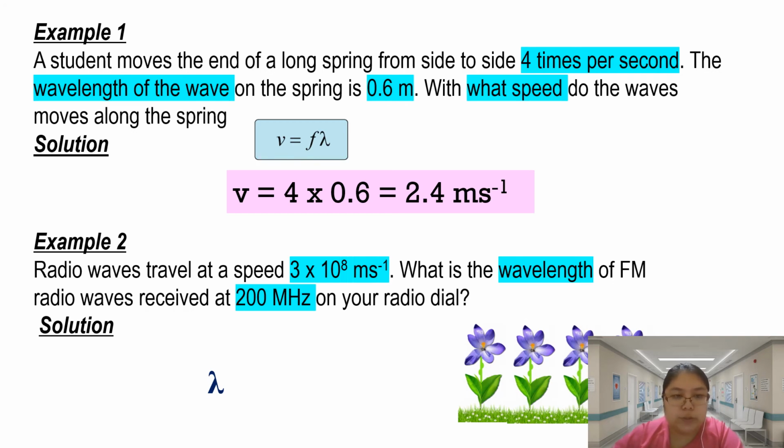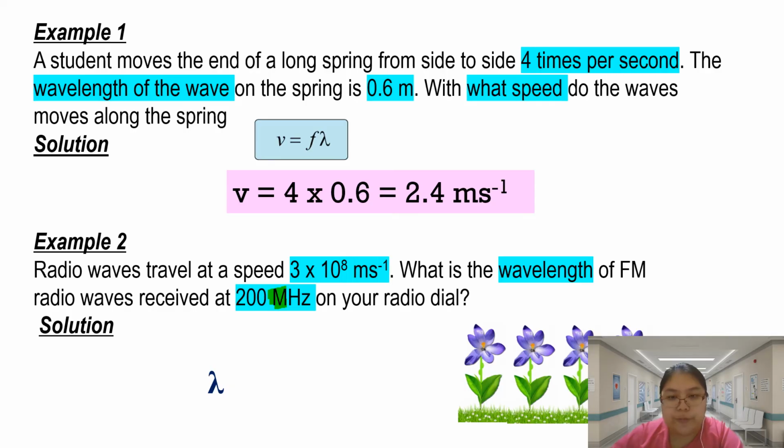Question number 2. Radio wave travel speed. They give you the speed. What is the wavelength? They want to find lambda of the FM radio wave received at 200. Can you see the word mega? Make sure you know how much mega is. Mega is 1 times 10 to the power of 6.